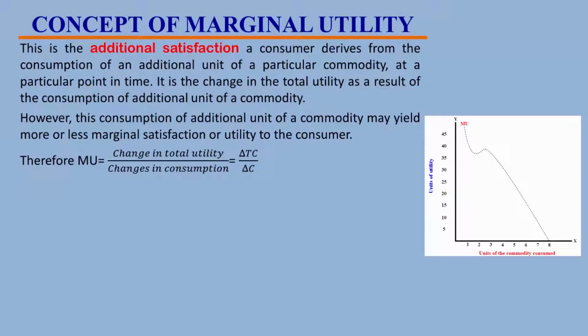So what we are looking at is a change in the total utility, which is T2 minus T1 over C2 minus C1. Now, this graph represents a typical marginal utility curve. When you take a closer look at this graph, you see that when 1 unit of a commodity was consumed, if we track it, it will take us to 45. But see what happens when 2 units was taken.